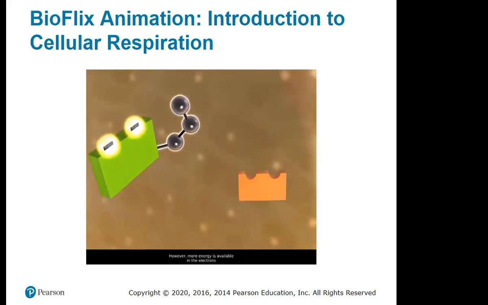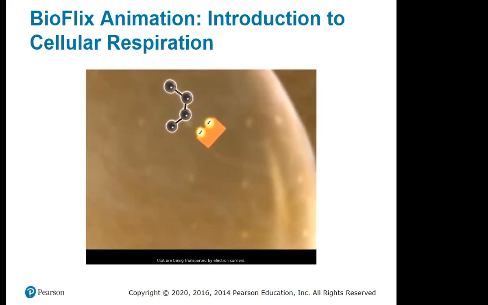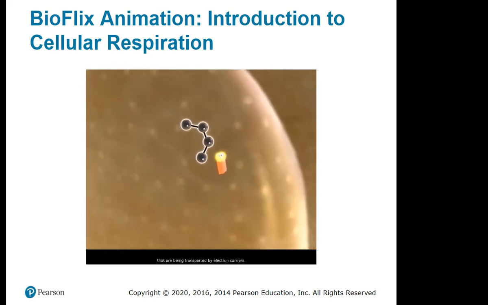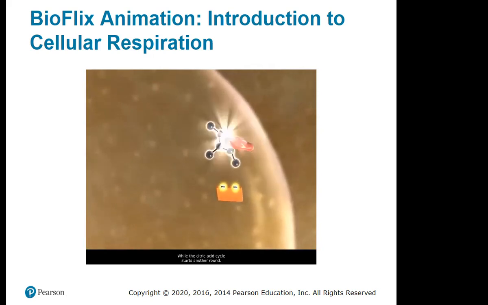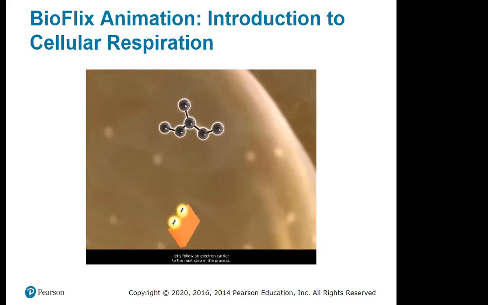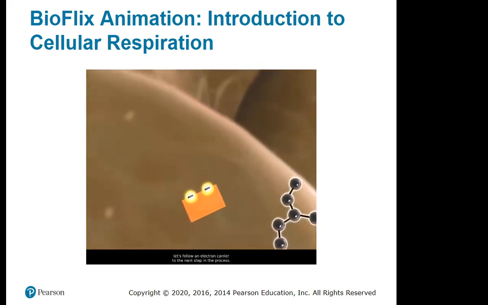However, more energy is available in the electrons that are being transported by electron carriers. While the citric acid cycle starts another round, let's follow an electron carrier to the next step in the process.